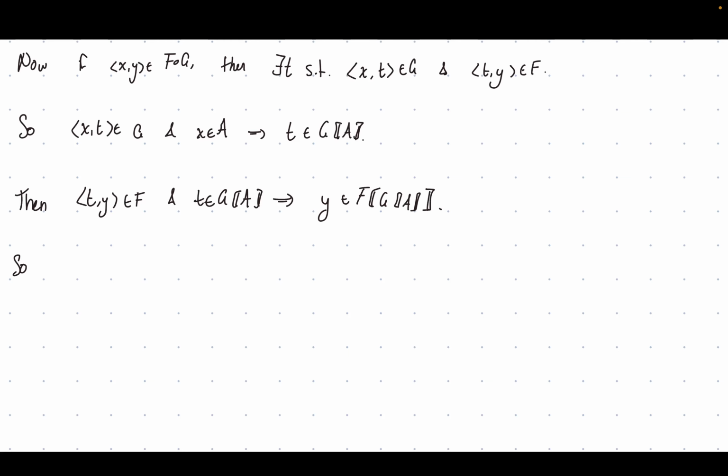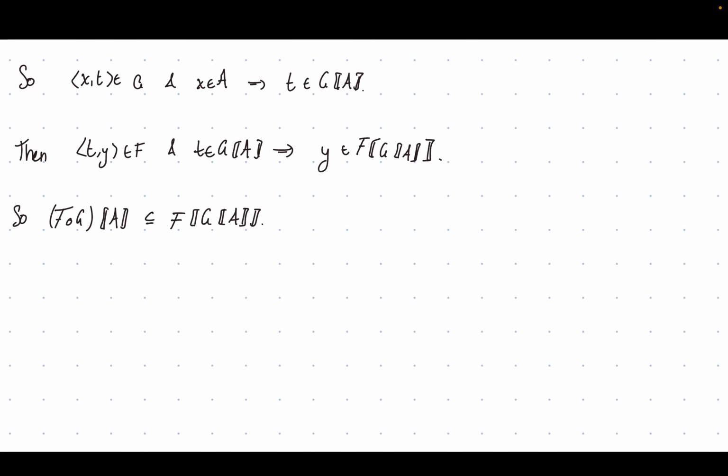So, the image of the composition must be a subset of the nested image. And now let's go backwards. Let's suppose Y is in the image of F under the image of G under A.